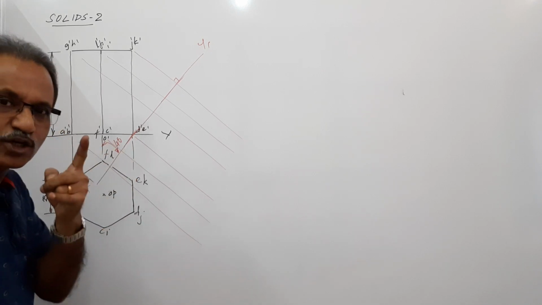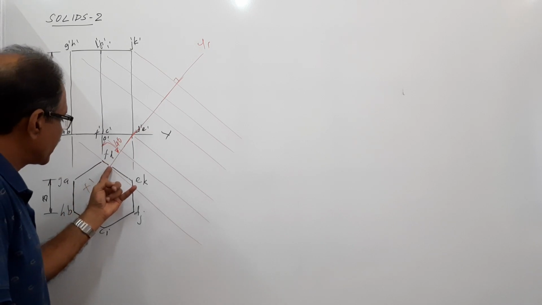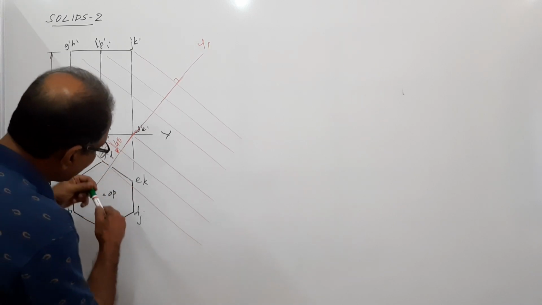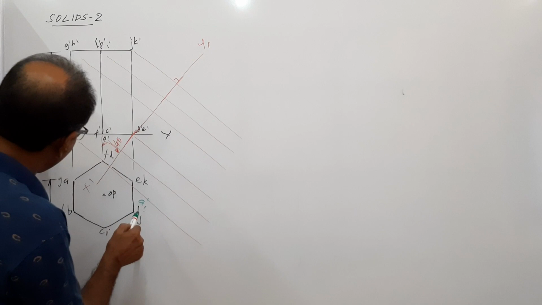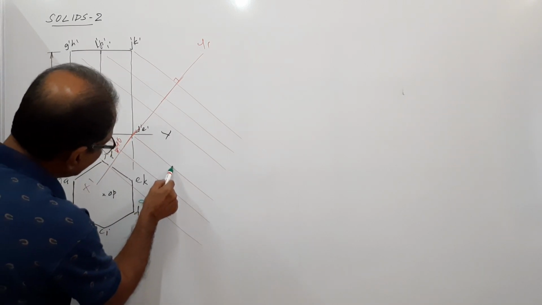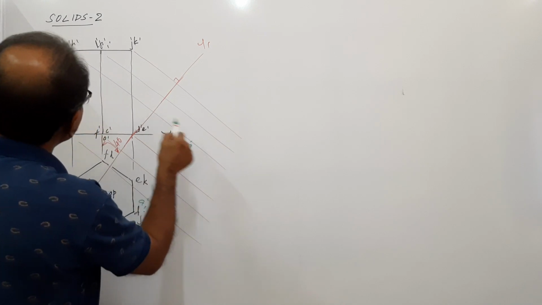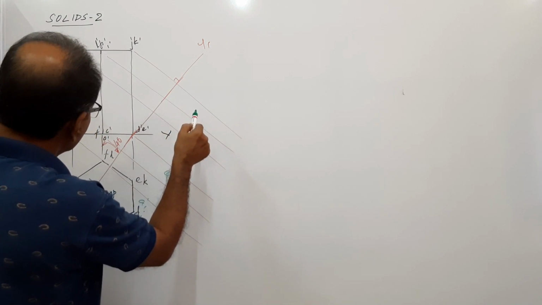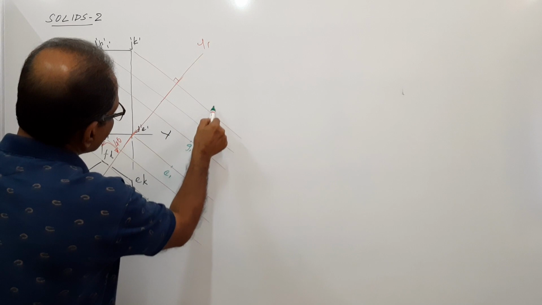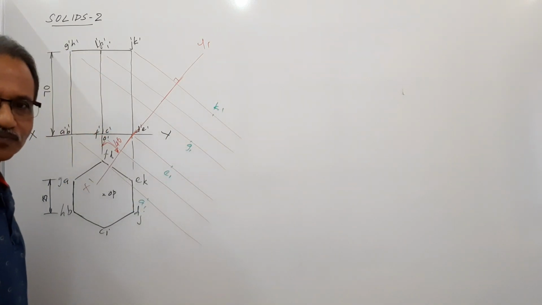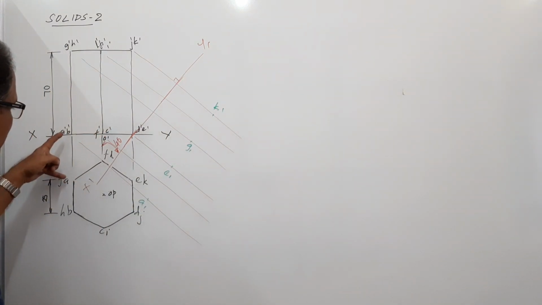Take the distance in your compass and mark from the new X1, Y1 on the projector through A dash. You get what? A1. And on the projector through E dash, you get E1. On the projector through G dash, you get G1. On the projector through K dash, you get K1. Agreed? Which distance? This distance.